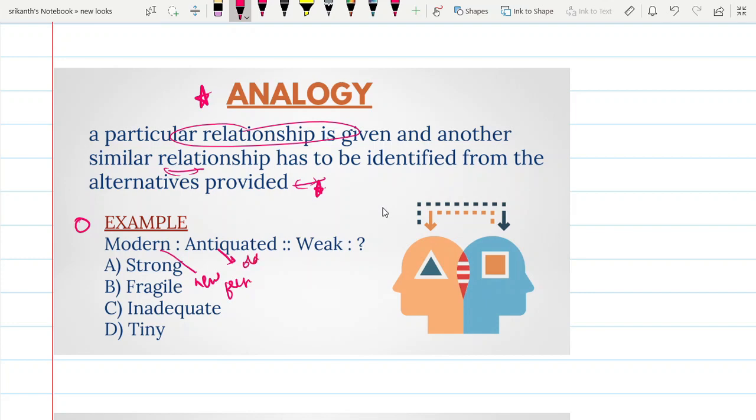So what is the analogy if there is weak? Then the relationship is opposite: new, fresh versus old. Likewise, for weak, among the options, strong is the correct answer. So this is how you concluded that the analogy is of the opposite type. The opposite of weak is strong.